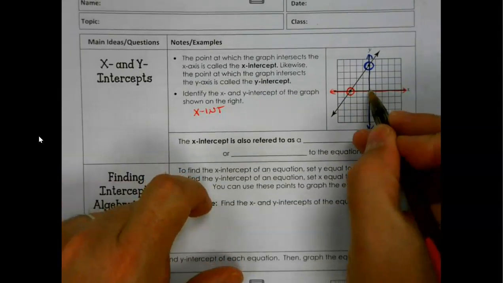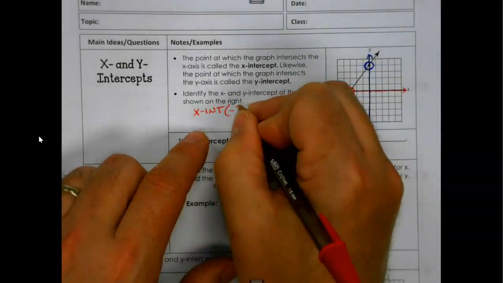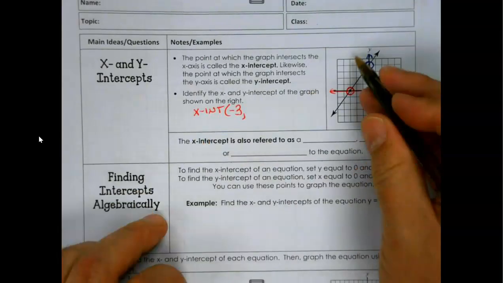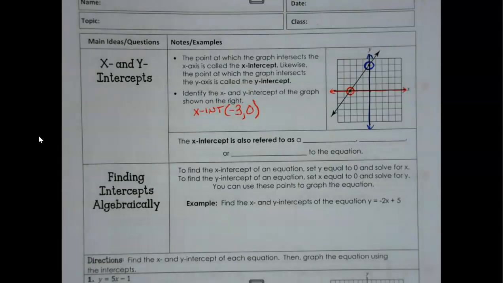Let's try this again. 1, 2, 3 to the left. So I went -3 for x. I didn't go up or down any. So my x-intercept would be at -3, 0.